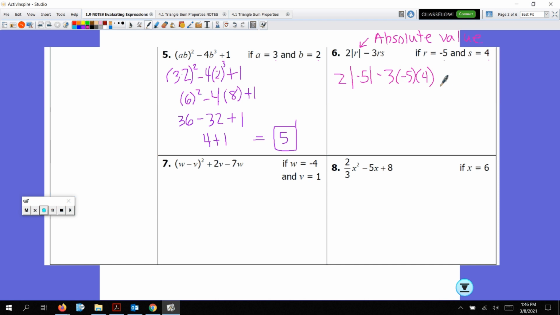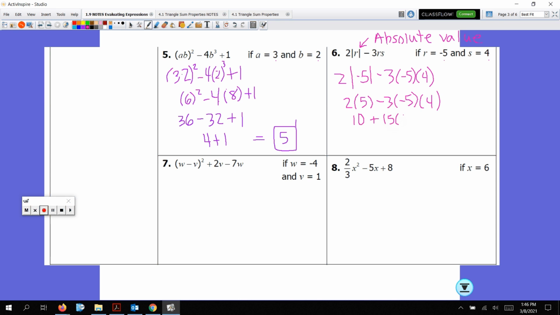All right, parentheses comes first, but this is representing multiplication, so there's nothing to do inside of each of those parentheses. Remember, absolute value is also a grouping symbol, okay? What's the absolute value of negative 5? It's positive 5. So now I have 2 times 5 minus 3 times negative 5 times 4. All right, first thing that comes left to right would be 2 times 5, which gives me 10. Then I have this negative 3 times negative 5. That gives us positive 15.